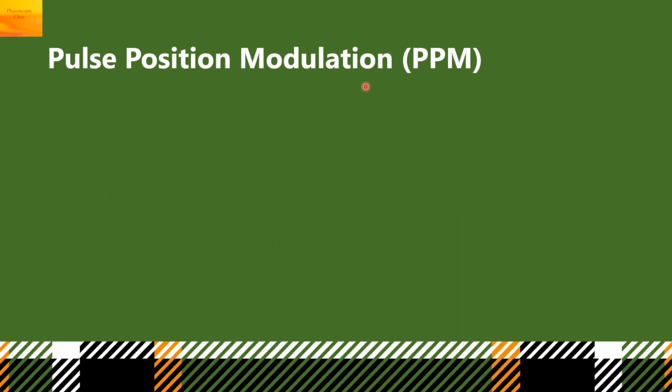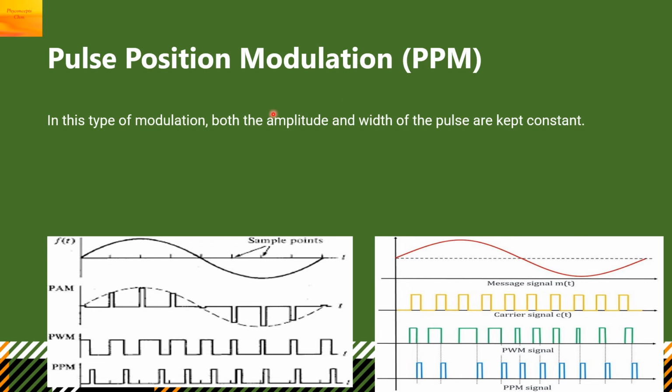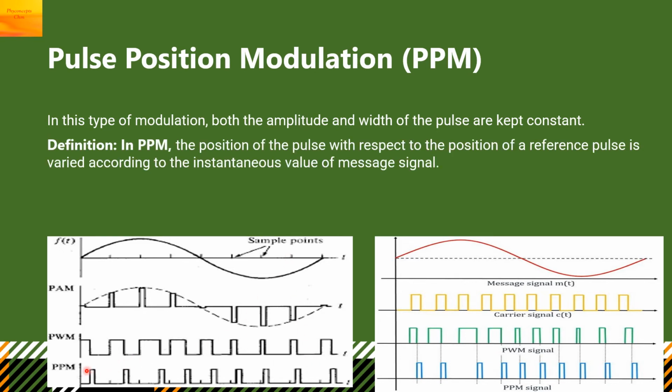Pulse position modulation. Here both the amplitude and the width of the pulse remain constant. You can see the width is remaining constant. It's not like PWM. The amplitude is also remaining constant. Only the position from where the pulse starts, the on time, is changing, and it is varying according to the instantaneous value of the modulating signal.